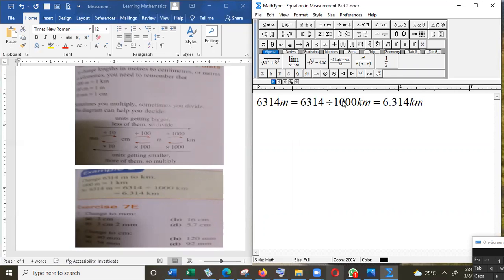1, 2, 3, because there are 3 zeros in 1,000. So 1, 2, 3, because we're dividing by 1,000. And why are we dividing by 1,000? Because we're converting meters to kilometers. So that's why you have 6.314 kilometers.